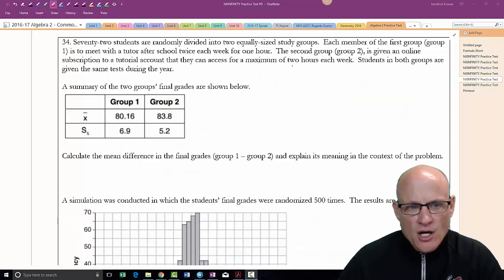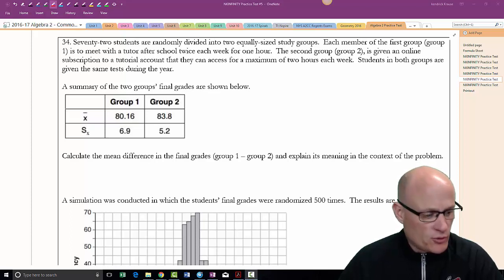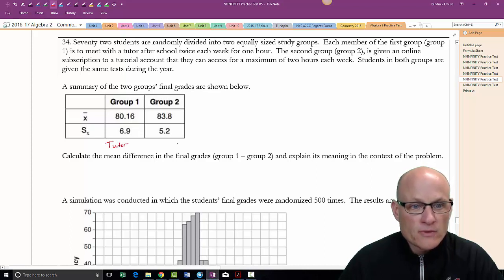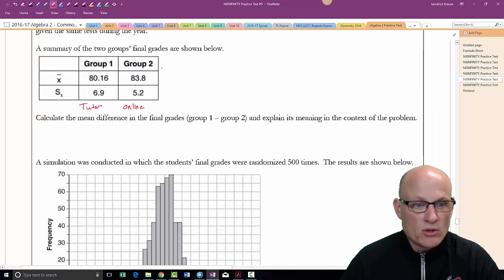Let's keep working. All right, this is kind of an interesting question. 72 students are randomly divided into two equally sized groups. Each member of the first group, group 1, is to meet with a tutor after school twice a week. So group 1 is the tutor. Group 2 is given an online subscription. So this is online. They can access it for a maximum of 2 hours each week. Students in both groups are given the same test during the year. A summary of the two groups' final grades are given below.